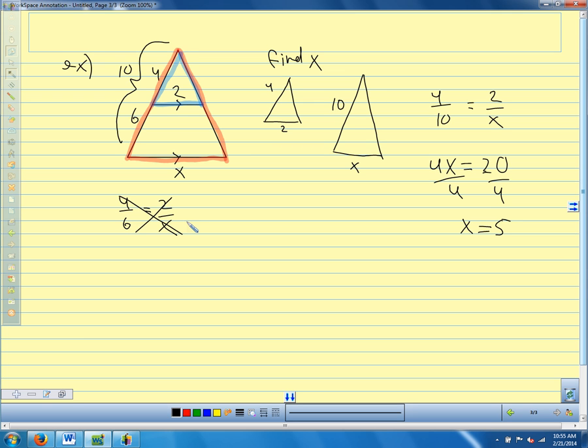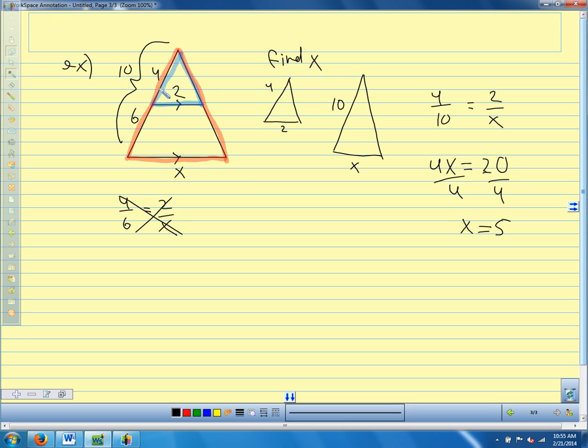Yes, the mid segment is half. If we knew that this was exactly in the middle of both sides, then it would be half. But because it's not right in the middle, then it's not exactly half. It's some other amount. Okay?